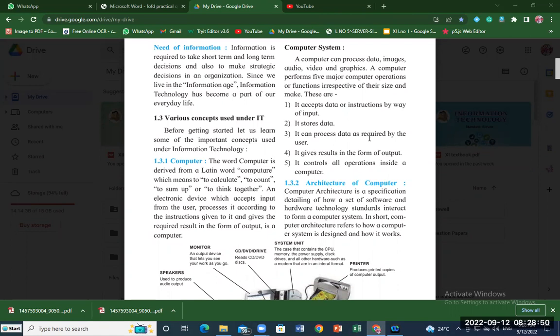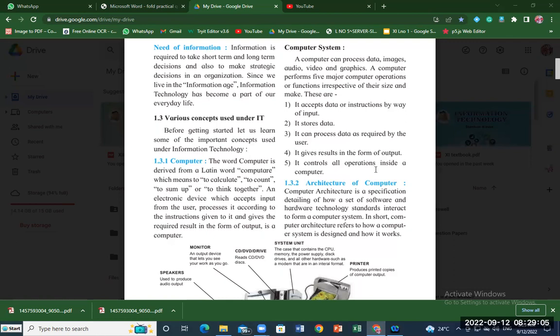First, it is accepting the data. Second, storing it. Third, processing the data as required. Fourth, giving the result in the form of output. And fifth, it controls all operations inside a computer, right?